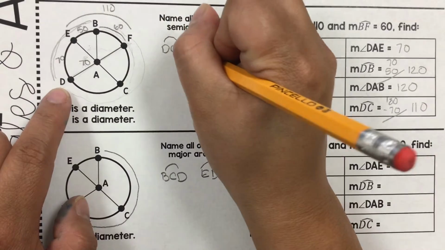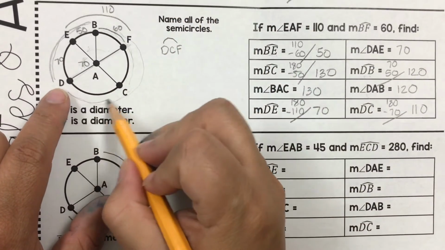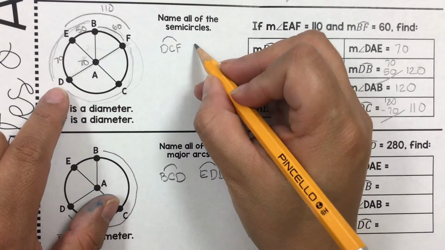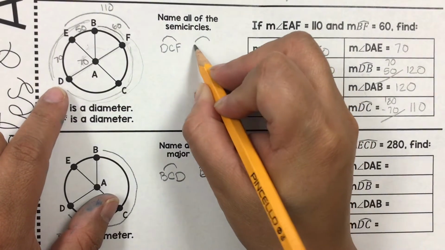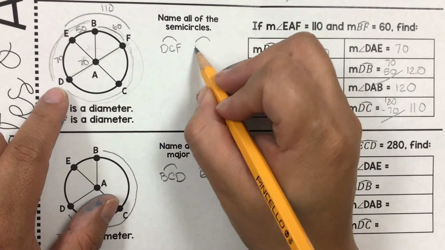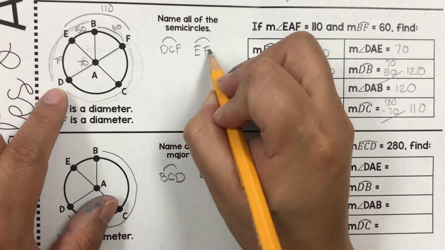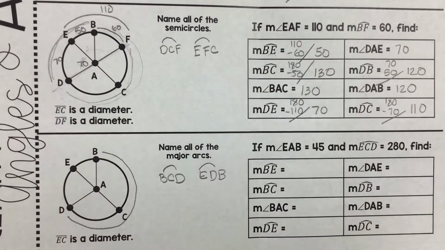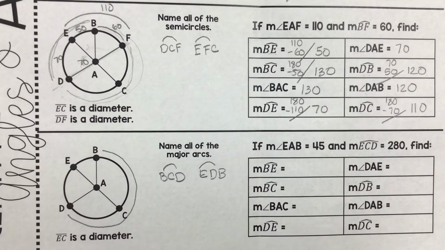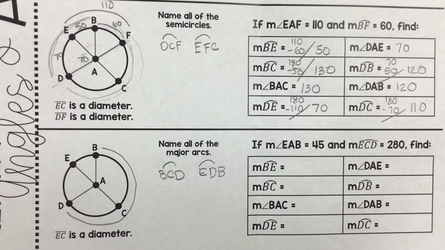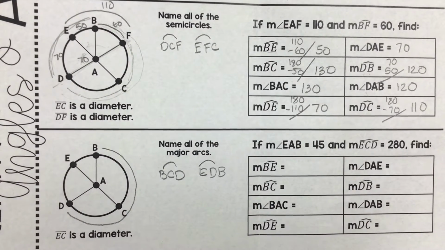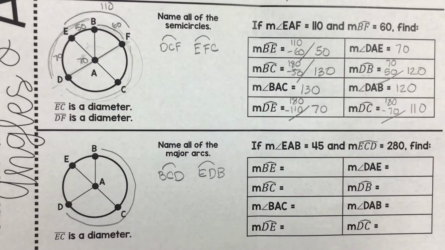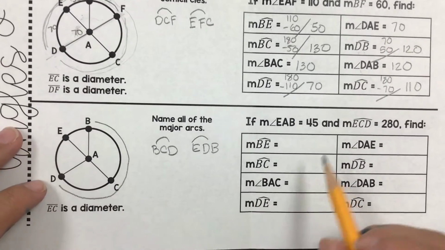D, C, F, half of the circle. Or the arc, let's write E, F, C. There are more examples. I just want to make sure that you understand what I mean, that it has to have 3 letters if it's going to be a semicircle or a major arc. Let's go ahead and find the values.